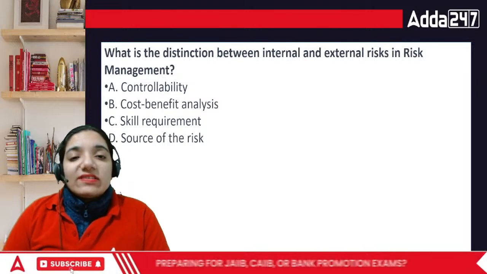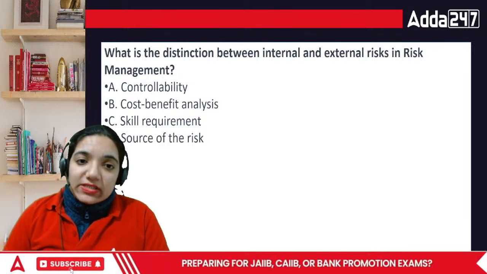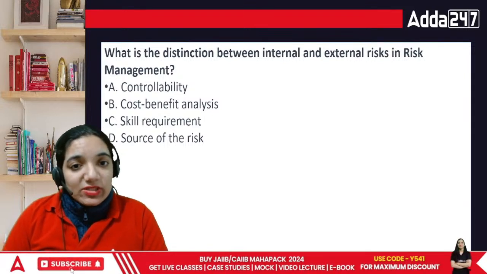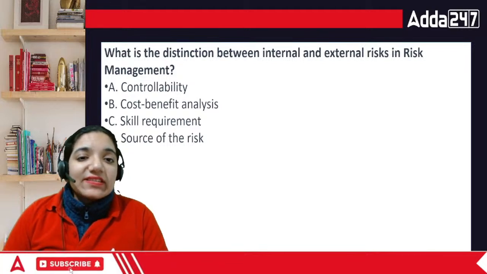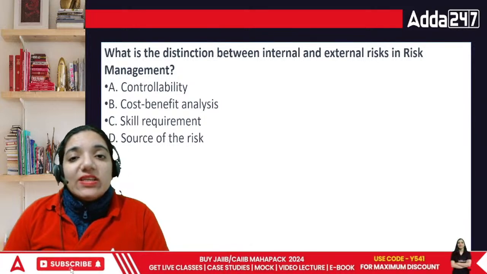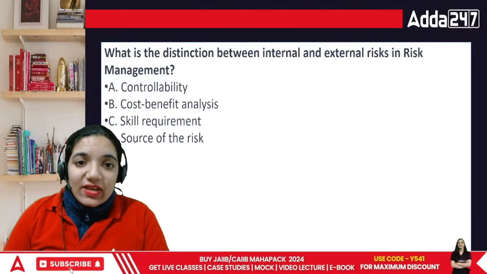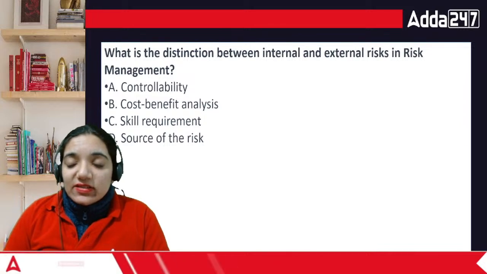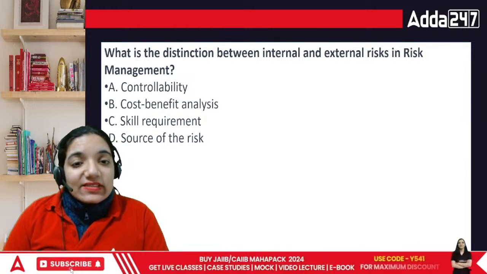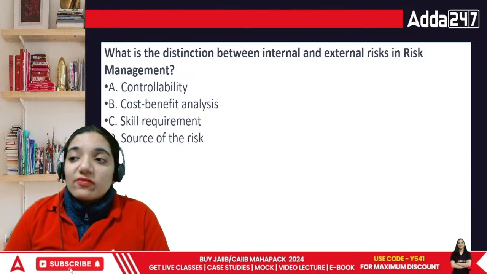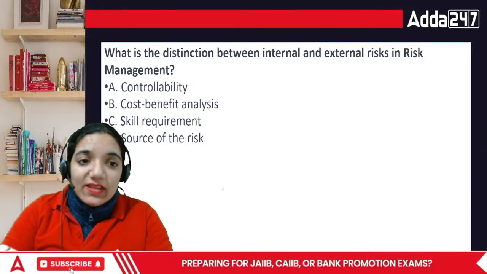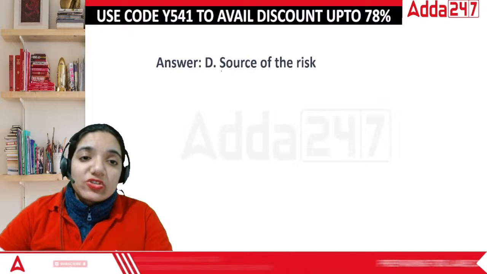What is the distinction between internal and external risk in risk management? Controllability, cost benefit analysis, skill requirement, or sources of the risk. The distinction between internal and external risk would be what, everyone? Internal is the risk that the organization has in itself, while external risks are those risks which you get from the outside world. That means in this case the main issue would be the source of the risk.